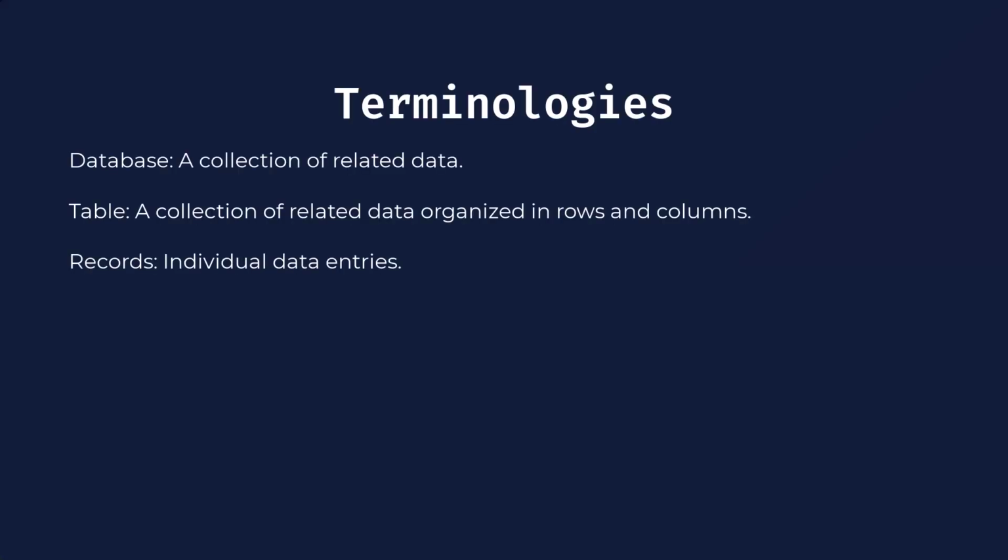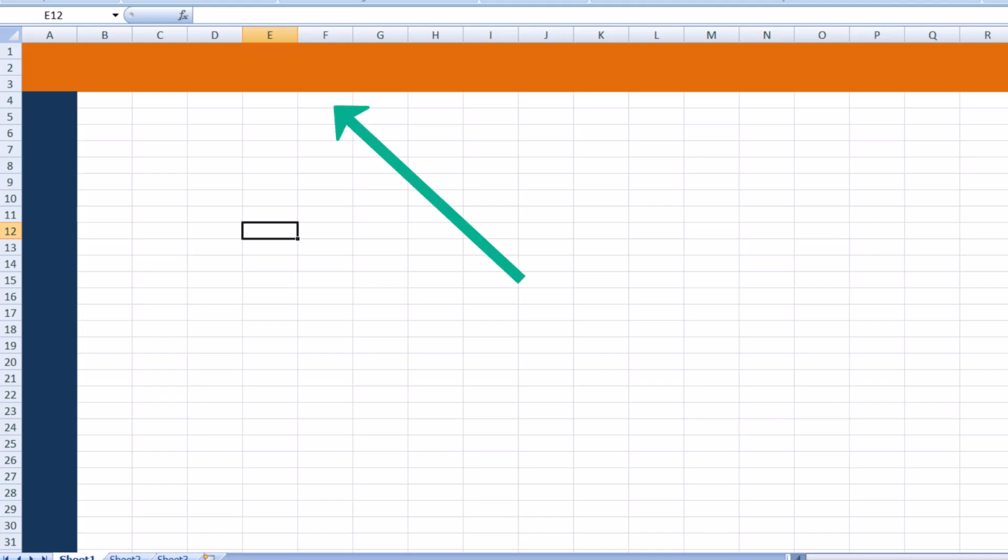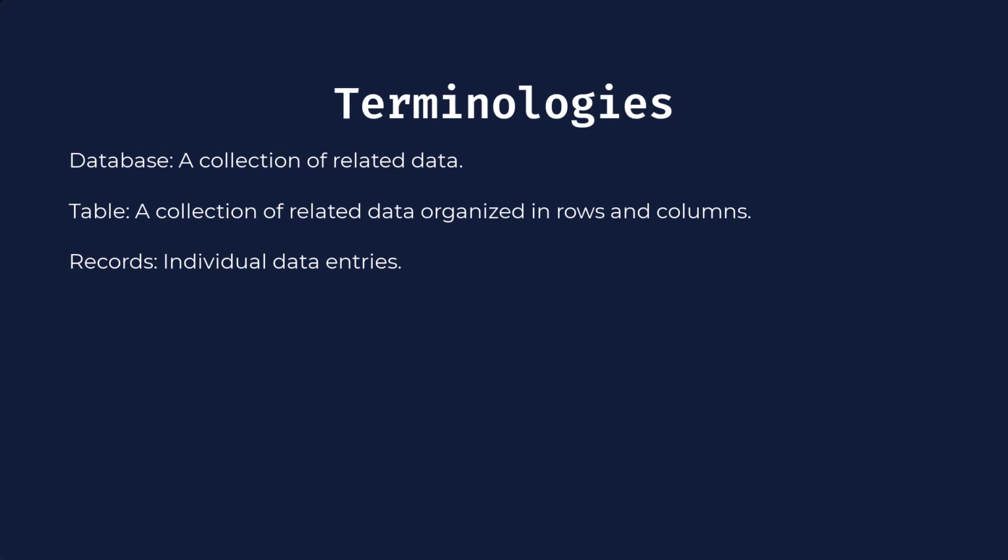The terminologies that we'll cover today include database, a collection of related data; table, a collection of related data organized in rows and columns. Rows are horizontal while columns are vertical. Record, an individual data entry in a table.